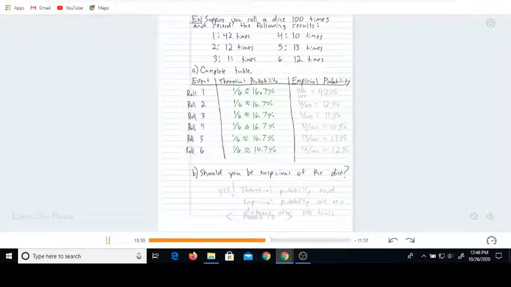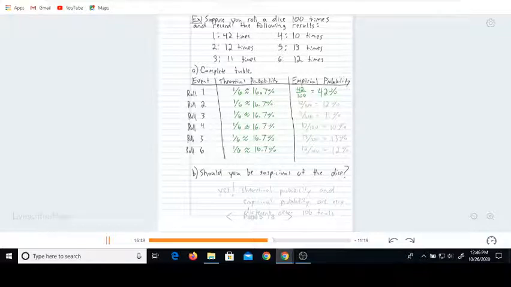Now let's look at the empirical. The empirical is based on observations. So empirical probability of rolling a 1, well, we rolled a 1 42 times out of 100 attempts. So that's a 42% empirical probability of rolling a 1.